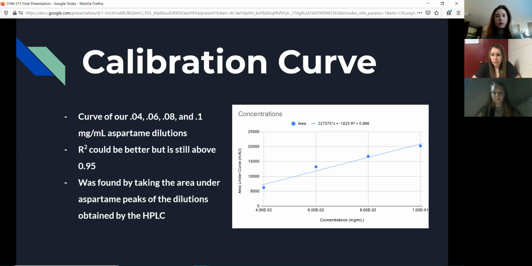For this calibration curve, we got an R-squared of 0.966, which could be better and is most likely not as close to one as we would have liked due to the repetitive errors we saw in the 0.1 milligram per milliliter aspartame dilution, but it's still above 0.95, so it was good enough and relevant enough for us to move forward with analyzing this data.